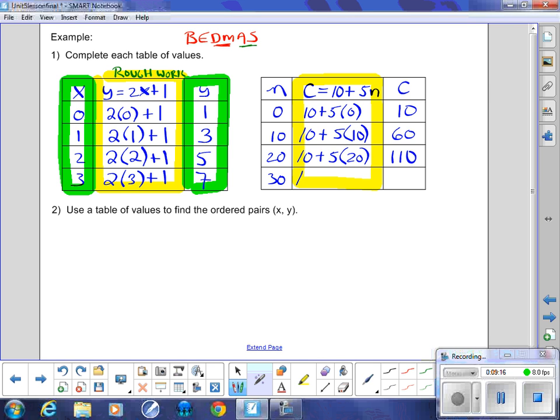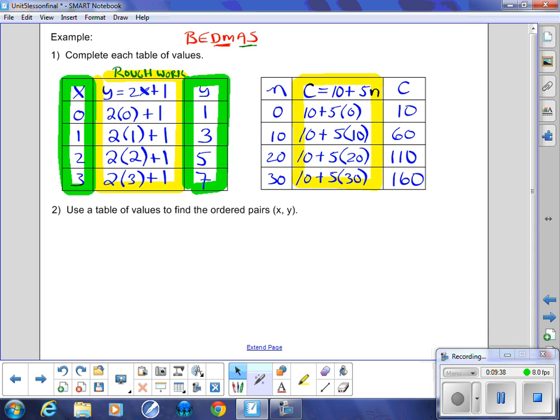And the last one, 10 plus 5 times 30. So 5 times 30 is 150, plus another 10. What did I just say? 150 plus 10, 160. Now I'm starting to get a little bit loopy here. All right, so there you go. It's 160 is your final answer.